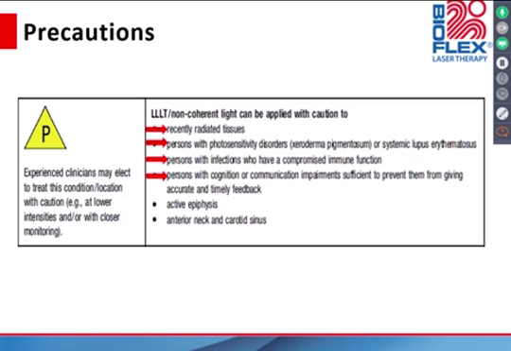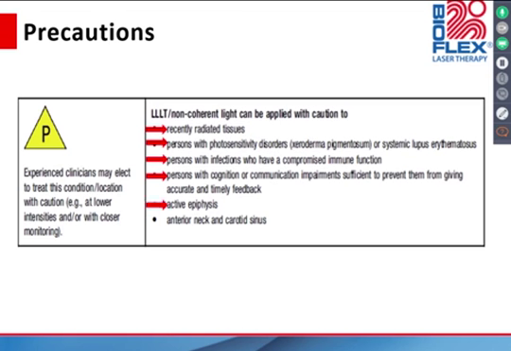In patients with cognition or communication impairments, sufficient to prevent them from giving accurate or timely feedback. That really has to do with the fact that anytime you're doing any kind of procedure with a patient, you need to understand if there's any issues going on with that patient. Although laser therapy has very few side effects and doesn't cause any heating, it is considered quite a safe type of therapy. So this type of precaution is one where you can still go ahead and treat the patient.